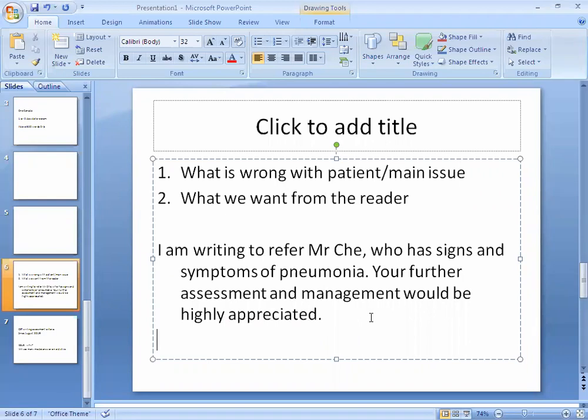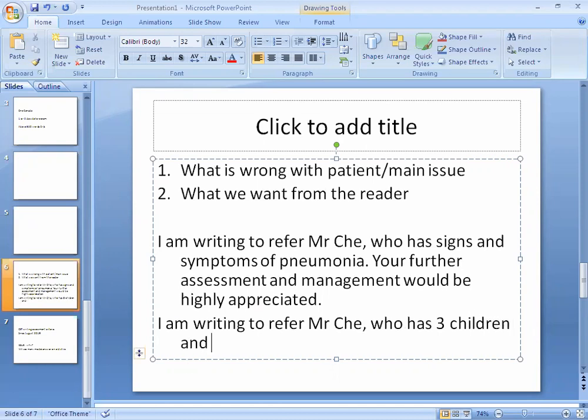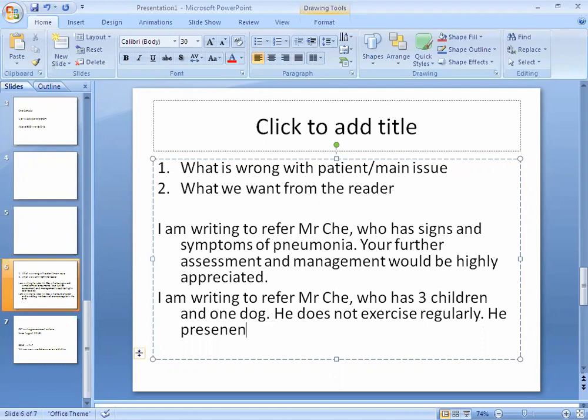Now it is, what we want, is it clear? Okay. Now second purpose. I'm writing to refer Mr. Che, who has 3 children and 1 dog. He does not exercise regularly. He presented today with increased urination.